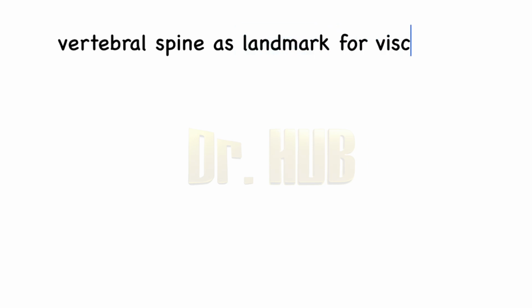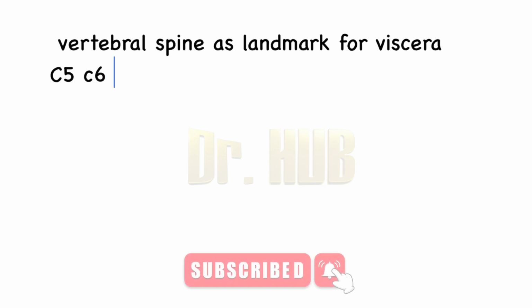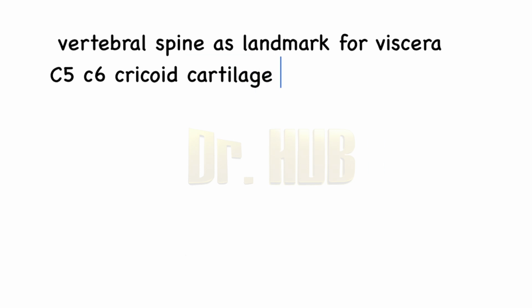Vertebral spine, and also as a landmark for the viscera. So starting with the C5. The C5 spine has the vertebral body level at C6. Then the viscera, it includes the cricoid cartilage as well as the start of the esophagus.